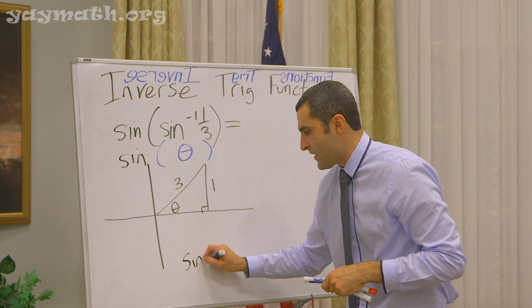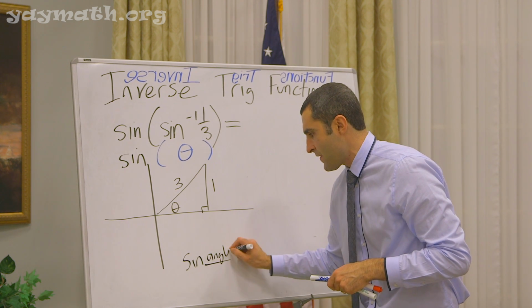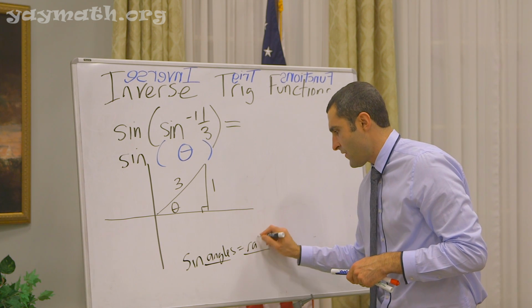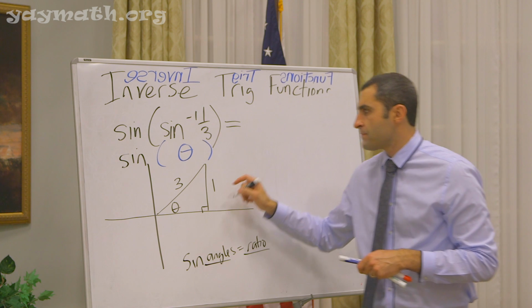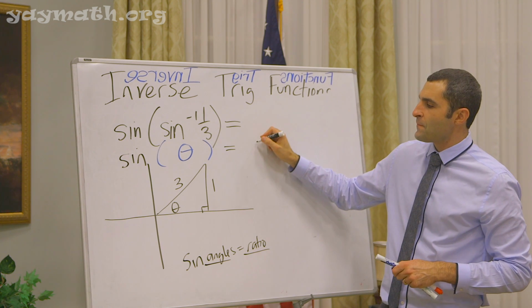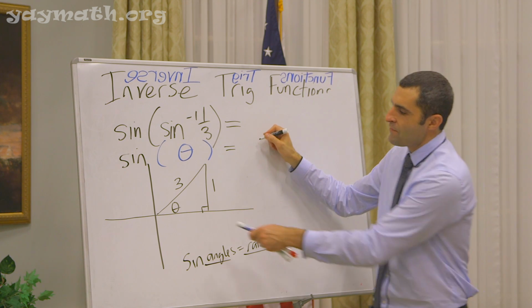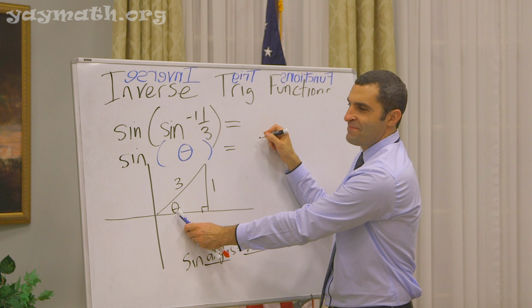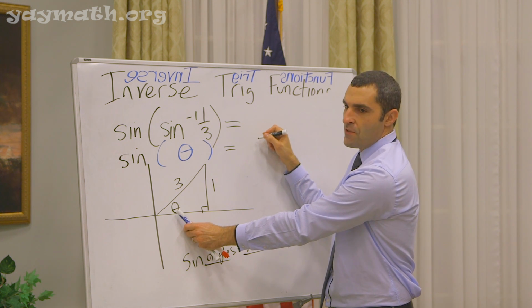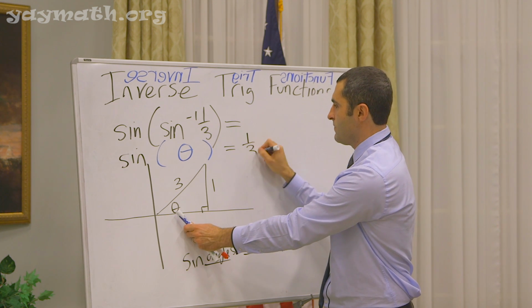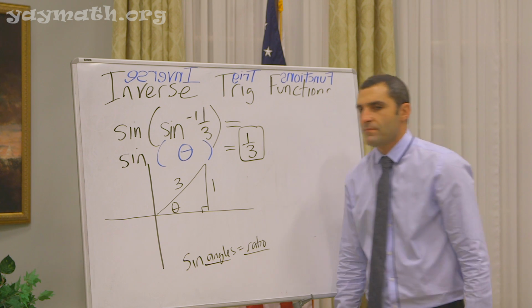If you recall, when you take sine of angles, it leads to what types of things? Ratio. Very good. What's the sine of this angle? It's opposite over hypotenuse. Very good. So it's what over what? 1/3. Bravo. Wait, didn't you know that already then?